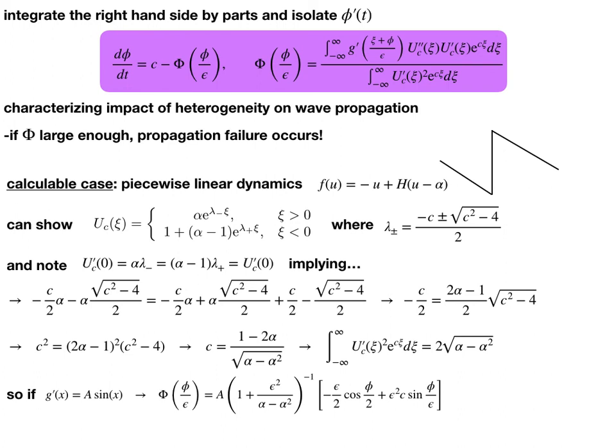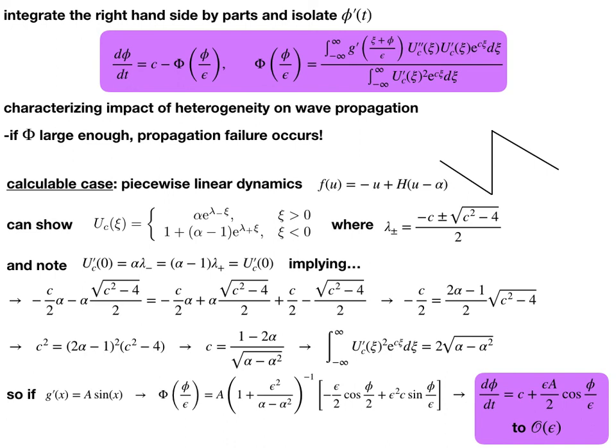And now let's take a specific function for g. Let's take the function g prime of x equals just a sinusoid. So we have sinusoidal variation in the diffusion coefficient. If we plug that into our expression for the integral in the numerator of capital phi, we can compute that integral, and we get some terms involving epsilon squared, but we really only want to preserve the ones at order epsilon.